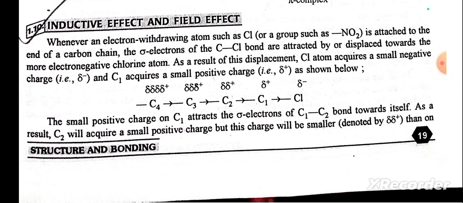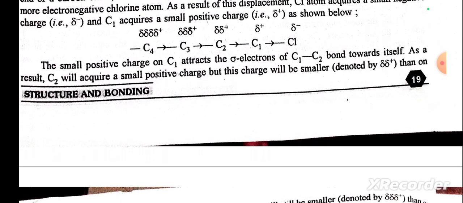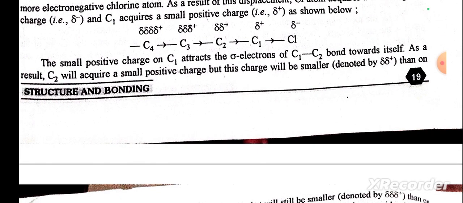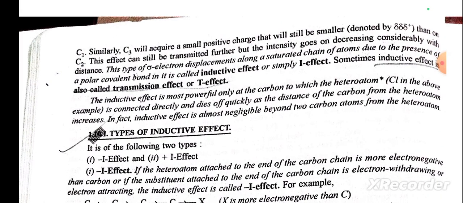Inductive effect and field effect. Whenever an electron withdrawing group such as Cl is attached to the end of a carbon chain, the pi electrons of the C and Cl bond are attracted by the more electronegative chlorine and act to displace. The Cl atom acquires a negative charge and C1 acquires a positive charge as shown below. The small positive charge on C1 attracts the pi bond, and C1 and C2 hold together, so that C2 also acquires a small positive charge, but this charge will be smaller than on C1.